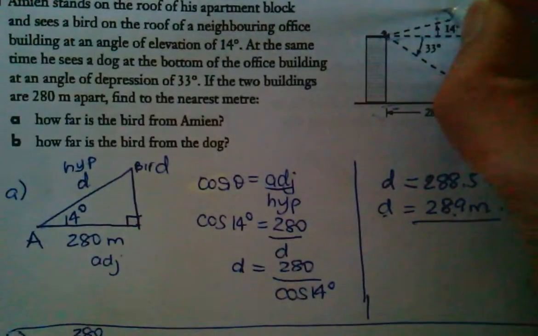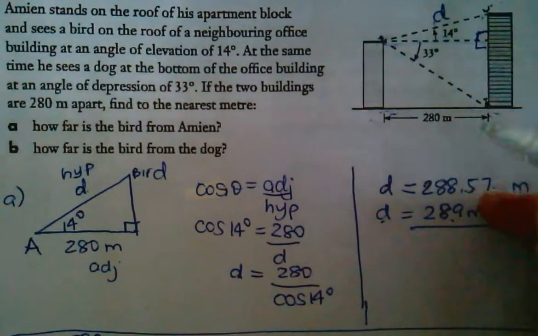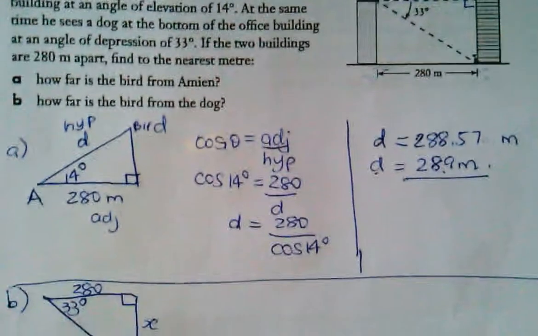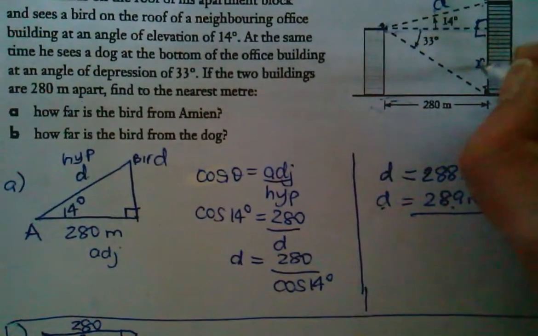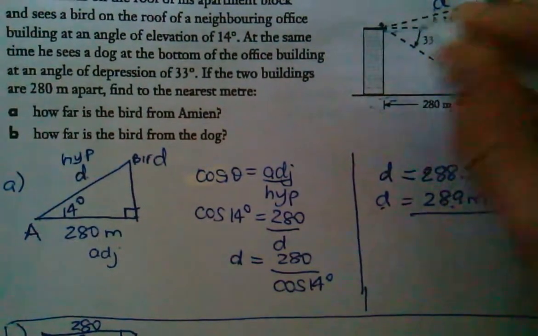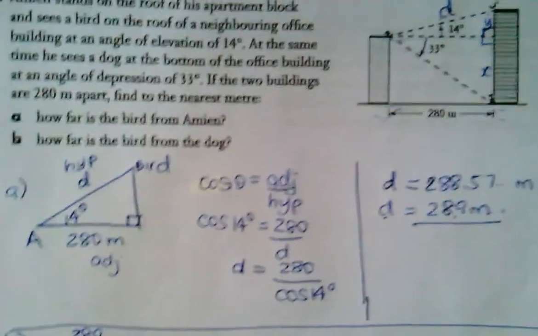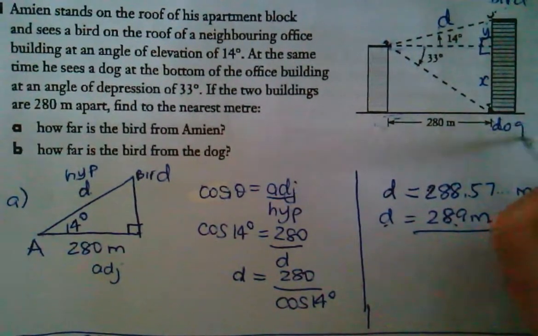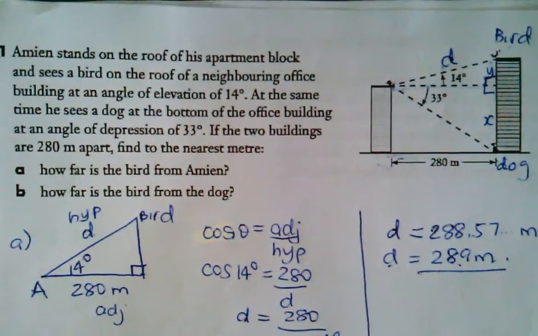So in part A, we've actually worked out this answer up here. It's got nothing to do with our answer for part B. We're going to have to work with two triangles in part B. Okay, let's keep going. So we're going to work out this distance here, this x here. We're going to have to work out that y as well, because there's the bird, there's the dog. So you're going to have to do another 2 calculations.